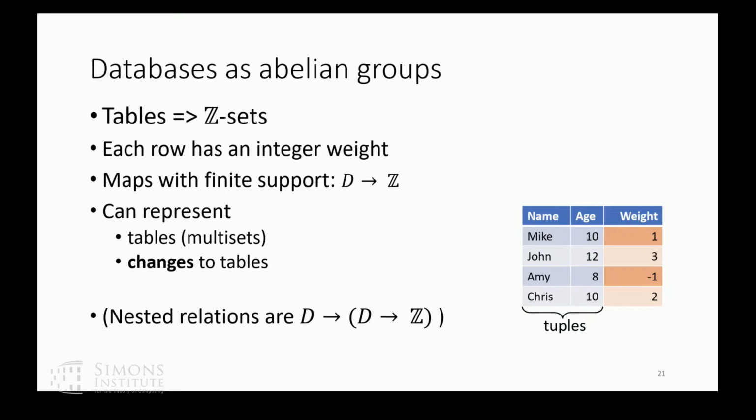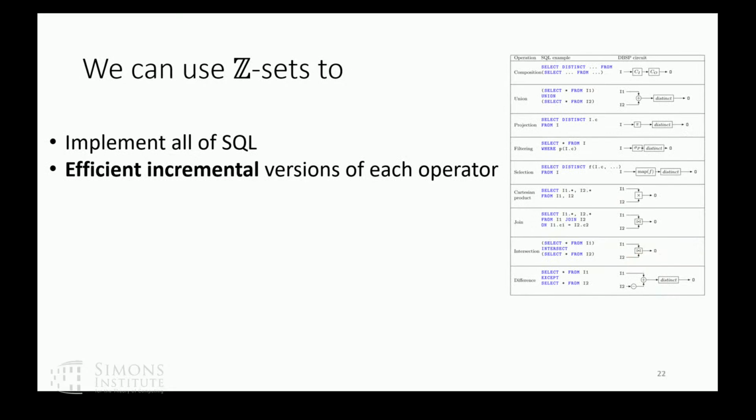And you can do group by. Group by is actually this function, which, because this is an abelian group, is also an abelian group. So you can do nested relations as well. And we can implement all of SQL. And moreover, we can implement it efficiently.